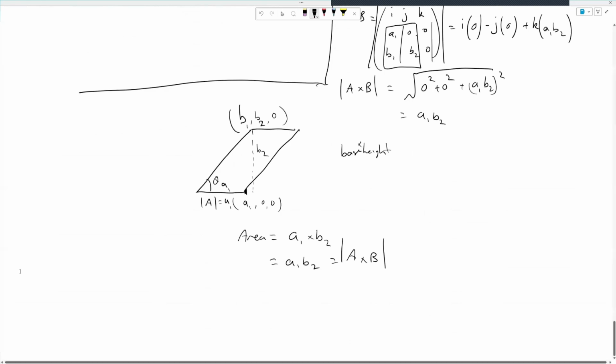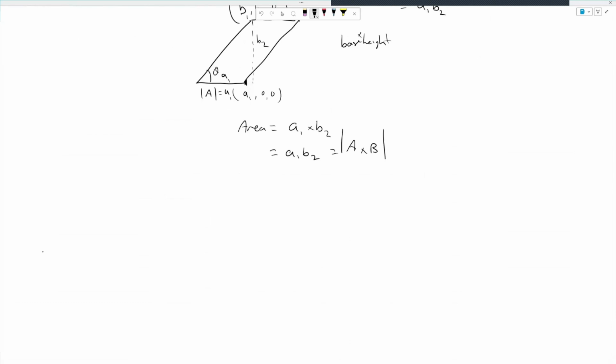Okay, now some of the more mundane things. I just want to go through some properties of dot and cross products. I'm just going to zoom through these. I'm not going to prove these ones, but they should look somewhat familiar.